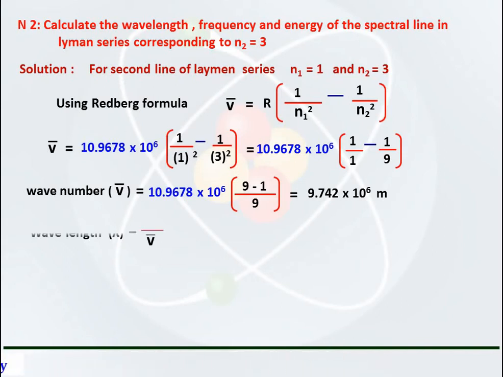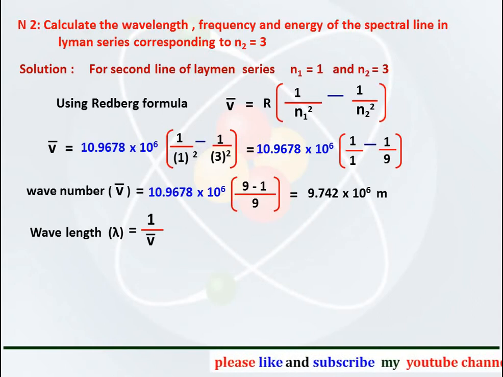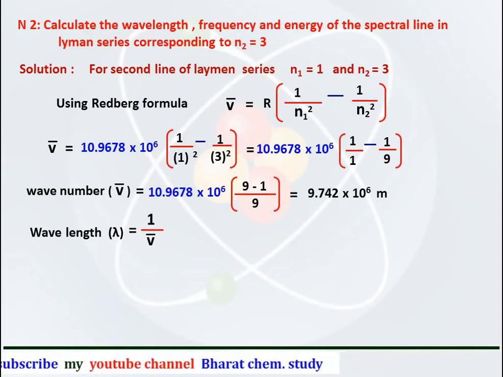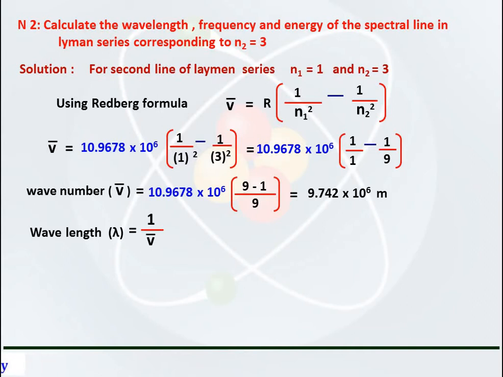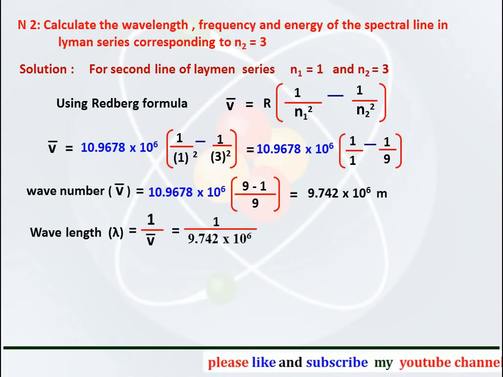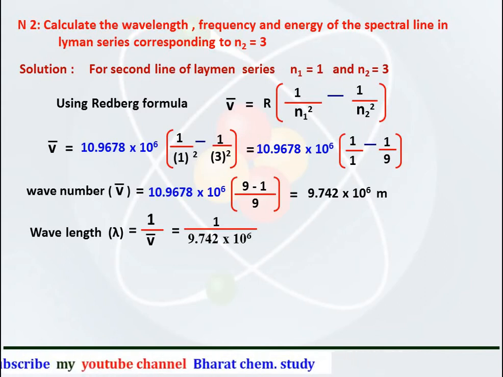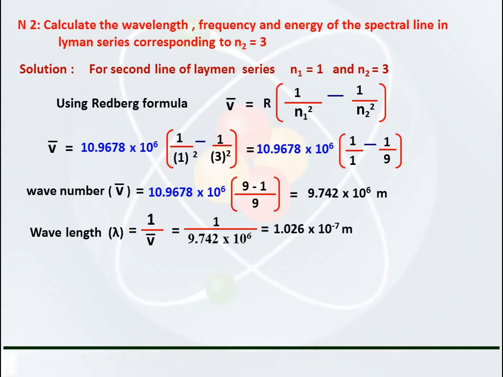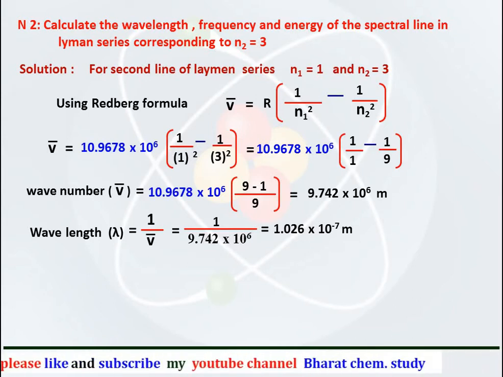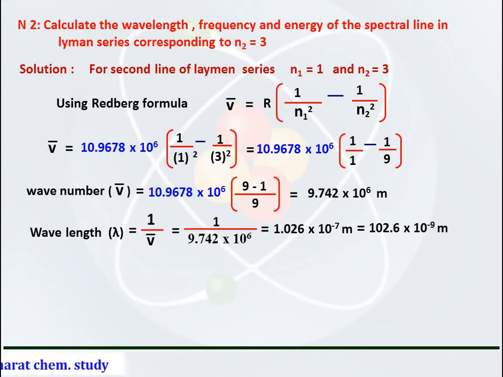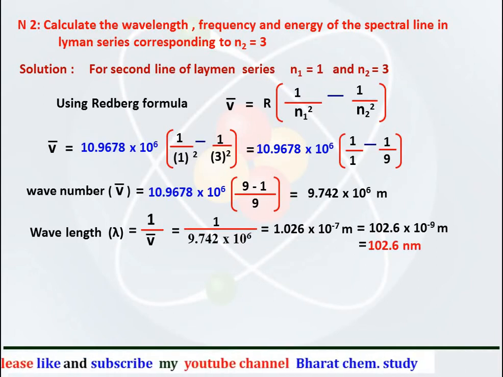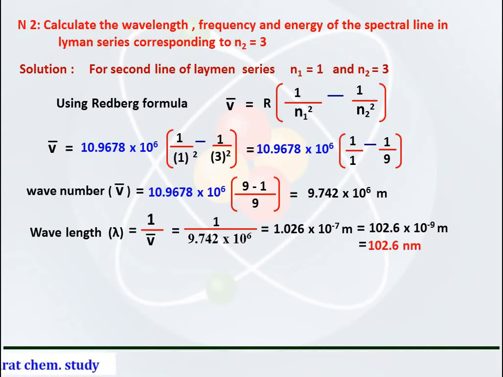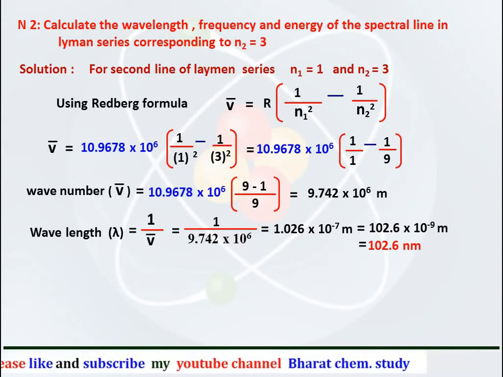Now we have to calculate the wavelength, which is the reciprocal of wave number, because both are inversely proportional to each other. Therefore wavelength is equal to the reciprocal of the wave number, and on putting the value, the wavelength comes to be equal to 1.026 into 10 to the power minus 7 meter. We can convert it into nanometer also, and in nanometer it comes to be 102.6 into 10 to the power minus 9 meter, or equal to 102.6 nanometer. But it is not a necessary condition that you always have to convert into nanometer. You can leave it in meter also.